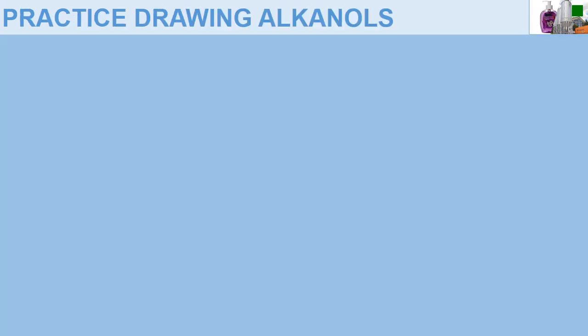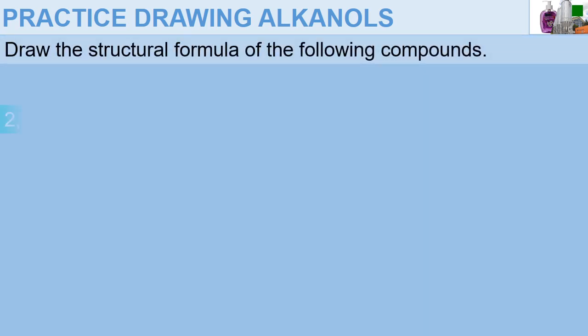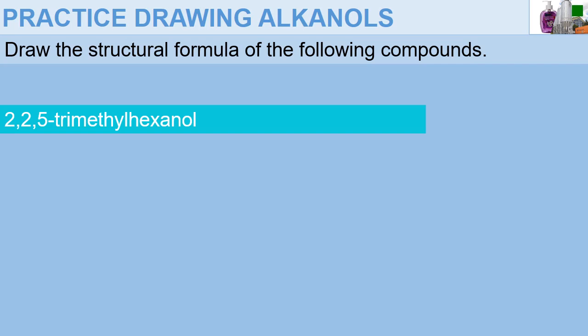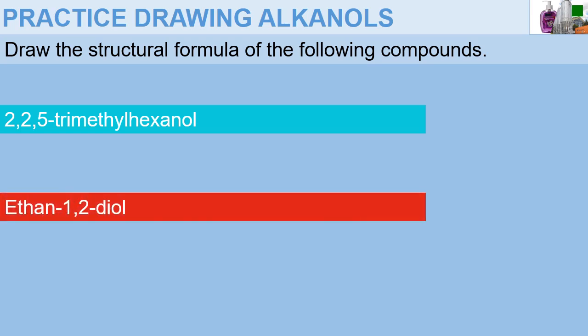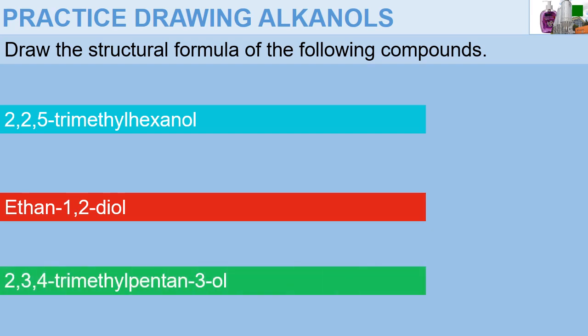Let us do some practice drawing some alkanols. Draw the structure of the following compounds: 2,2,5-trimethylhexanol, what about ethane-1,2-diol, and 2,3,4-trimethylpentan-3-ol?